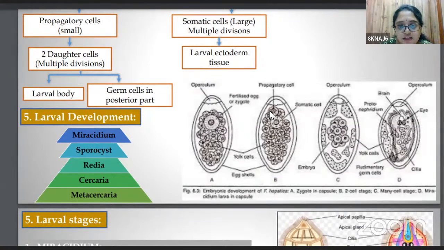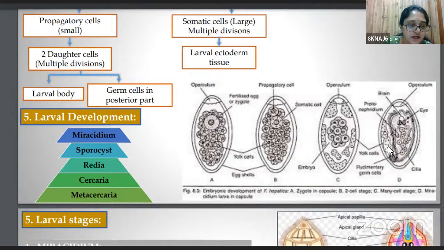This propagatory cell is small. Somatic cells are big, and form the ectodermal layer. So this is the operculum, and as you see, this is the embryo after fertilization. These are the yolk cells that are providing nourishment. This forms all the parts of it.